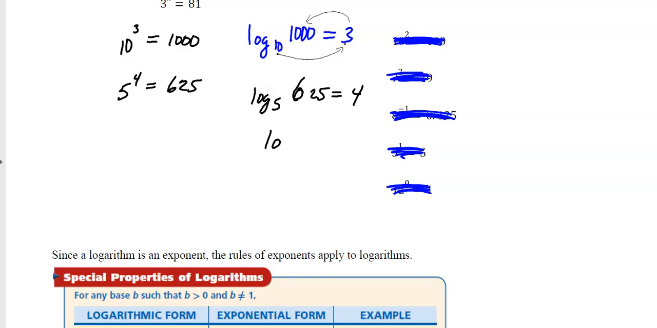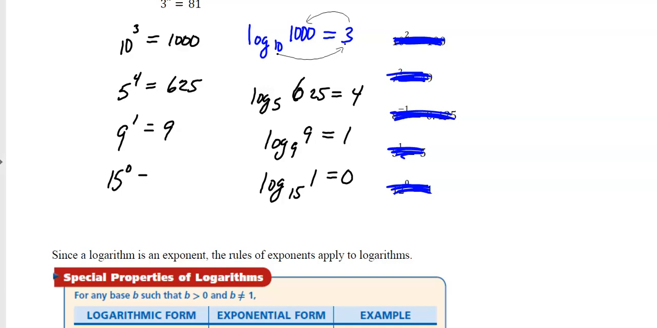Let's do log base 9 of 9 is 1. Well, that looks kind of weird, but if you write it in exponential form, 9 to the first power equals 9. So it looks pretty good. Let's do something like this: log base 15 of 1 equals 0. Well, that's logarithmic form. In exponential form, 15 to the 0 power equals 1. And that's true, because anything to the 0 power equals 1.